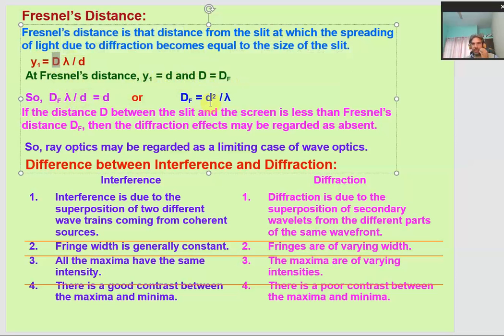If the distance D, the distance of the screen from the slit, is less than the Fresnel distance, there will be no diffraction pattern. So this is the minimum distance that must be obeyed.